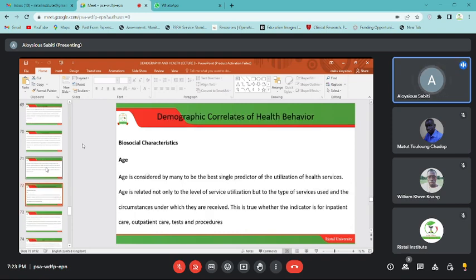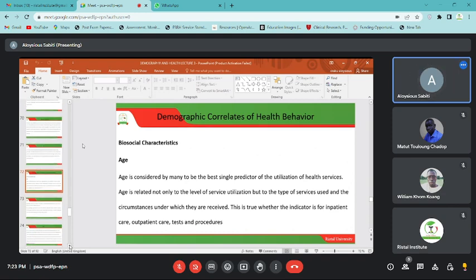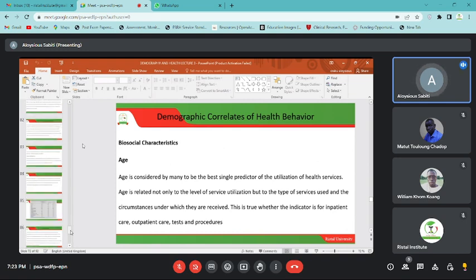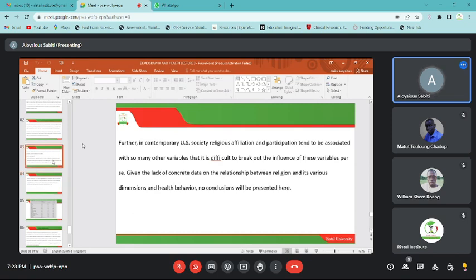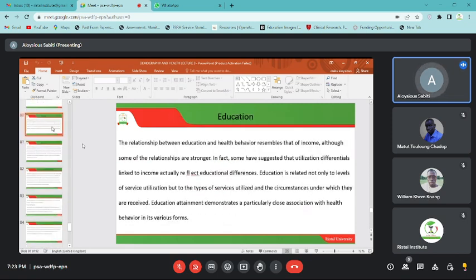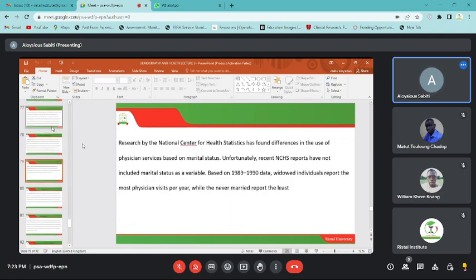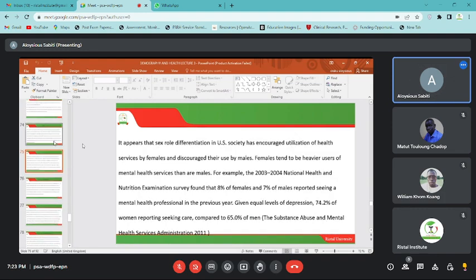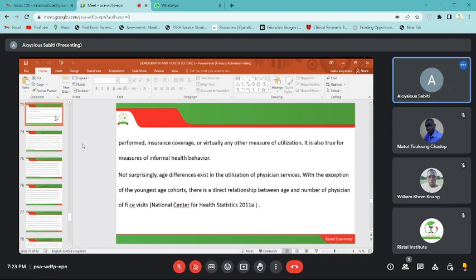Are we still continuing? Because the next slide is on demographic correlates, how demographics correlate with health behavior. No, I think we covered that. We covered that, right? My slide has skipped a little, but let me just show you how far we have reached. Okay, I think we're here.